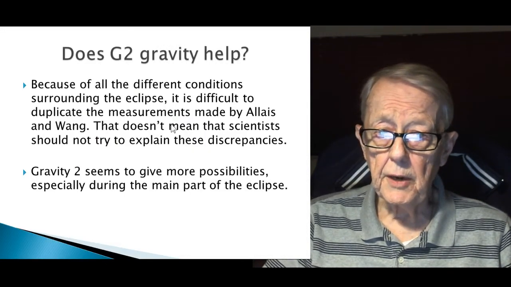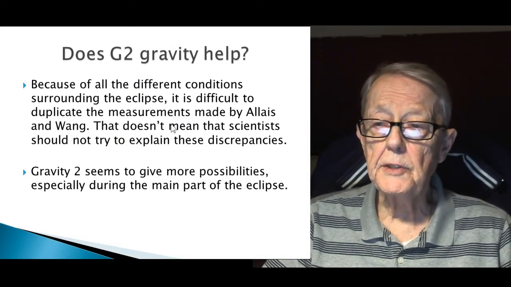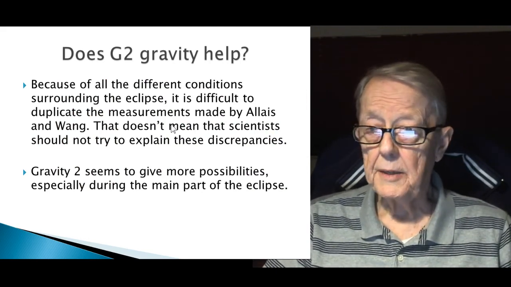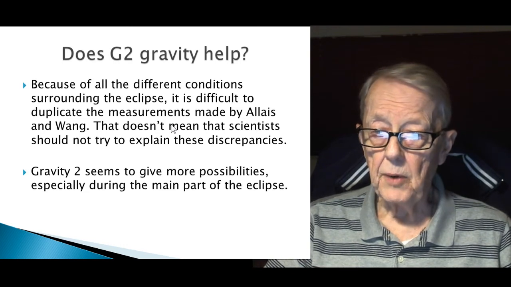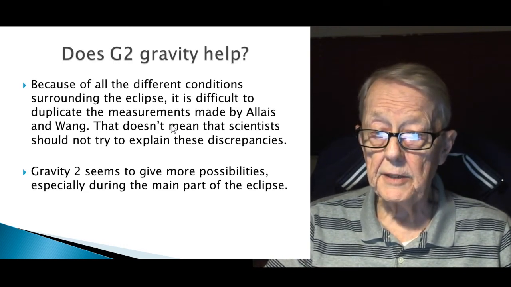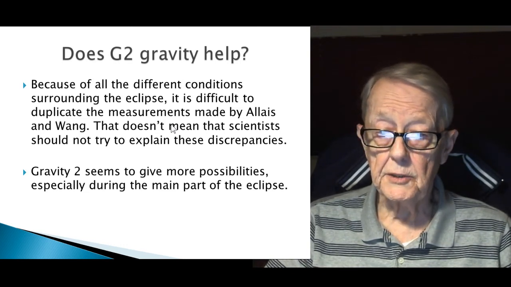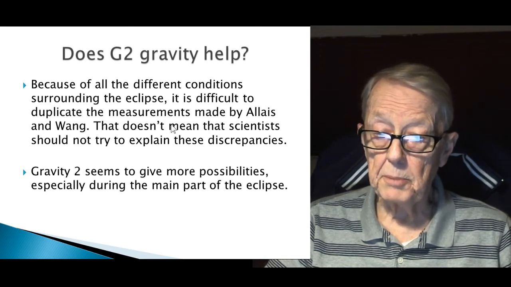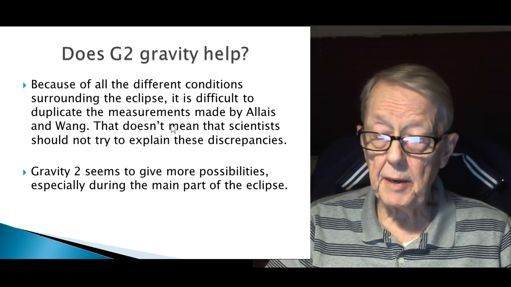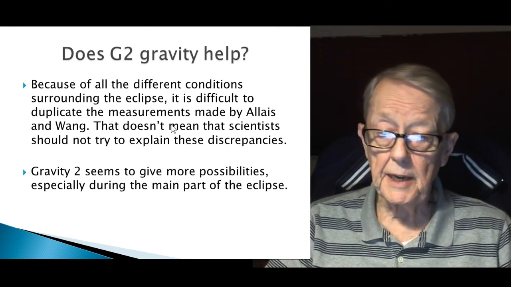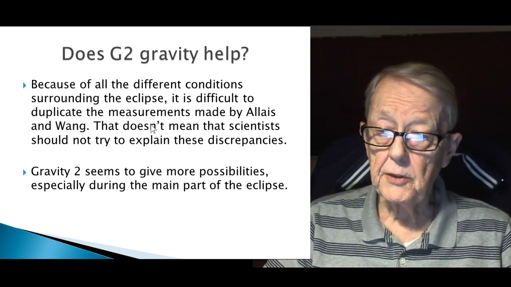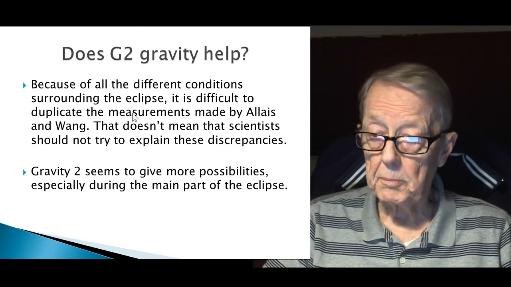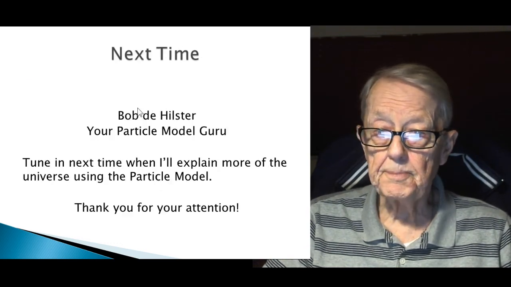Does gravity 2 help? Because of all the different conditions surrounding the eclipse, it's difficult to duplicate the measurements made by Allais and Wang. That doesn't mean that scientists should not try to explain these discrepancies. Gravity 2 seems to give more possibilities in general and may give more than I'm saying, but especially during the main part of the eclipse, it may explain that part of the Wang measurement.